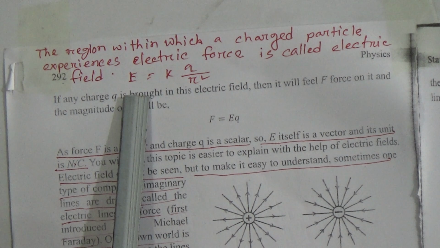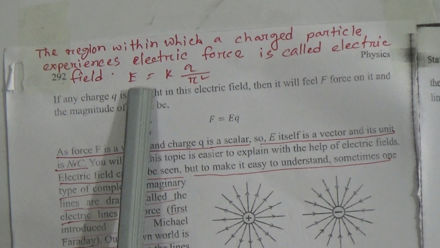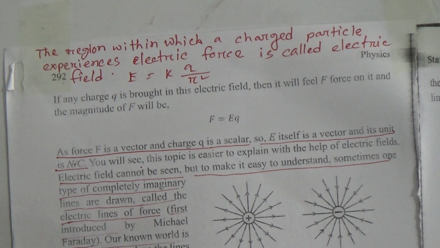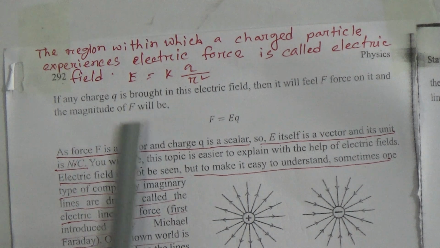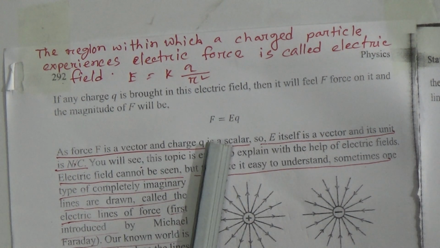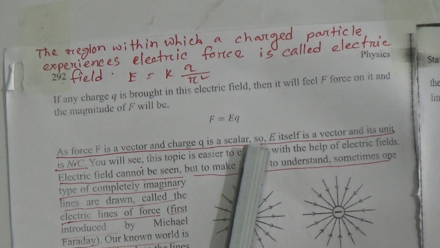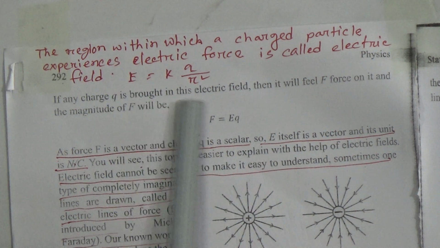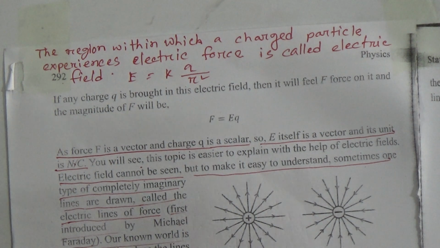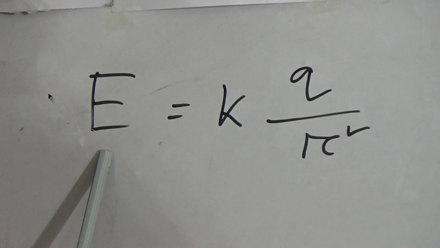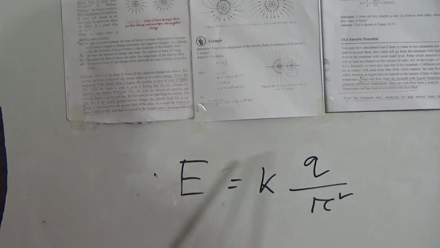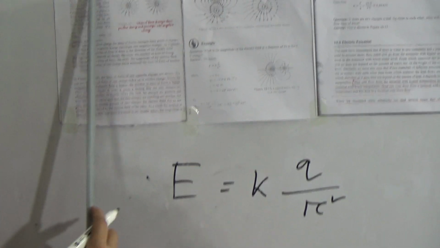The electric field is indicated by capital E, and we know the formula: E equals K Q divided by R square. This is the formula of the electric field. The region within which a charged particle experiences electric force is called an electric field, and E equals K Q divided by R square.